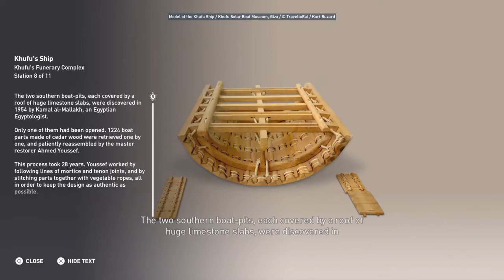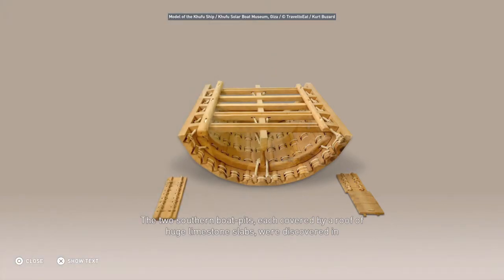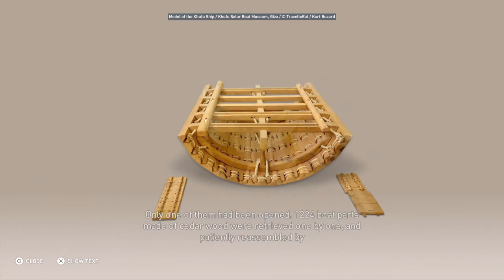The 2 southern boat pits, each covered by a roof of huge limestone slabs, were discovered in 1954 by Kamal al-Malak, an Egyptian Egyptologist. Only one of them had been opened. 1,224 boat parts made of cedar wood were retrieved one by one and patiently reassembled by the master restorer, Ahmed Youssef. This process took 28 years. Youssef worked by following lines of mortise and tenon joints and by stitching parts together with vegetable ropes, all in order to keep the design as authentic as possible.